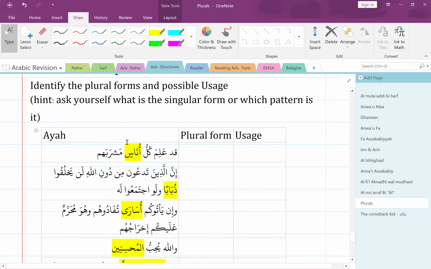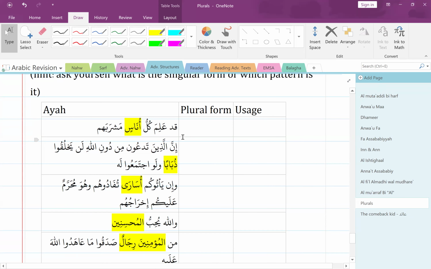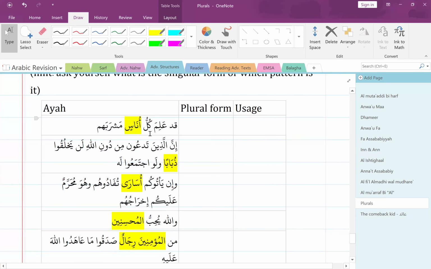Okay, so let's try and do 3. The first one is قد علم كل أناس مشربهم. Unas. So I ask myself, first of all, there are sound plurals and broken plurals. This is obviously not a sound plural because it doesn't end in una, ina, or atun, atin. So this is a broken plural.